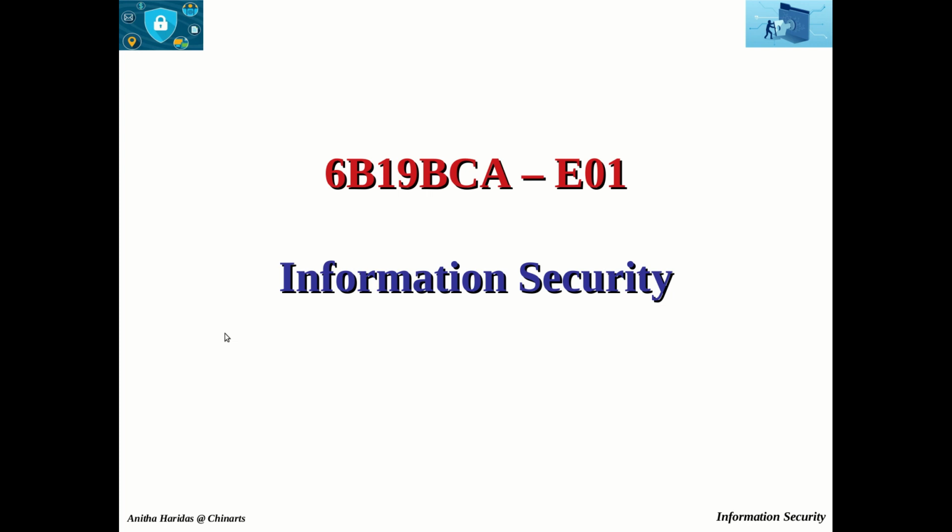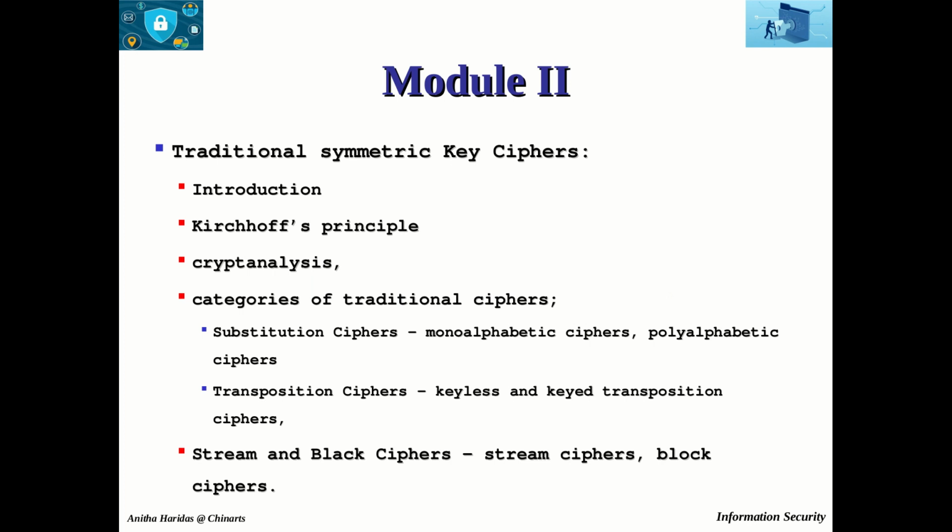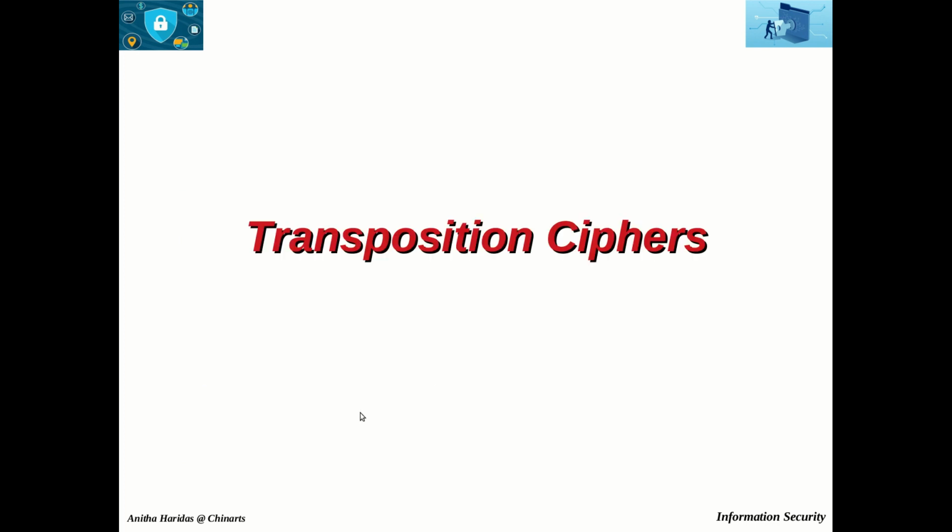Hello girls, in the elective course Information Security, the second module is being discussed. We are currently discussing the two broad categories of traditional ciphers. We have discussed in our previous sessions the substitution ciphers, the monoalphabetic and the polyalphabetic ciphers. And we are currently discussing the transposition cipher.